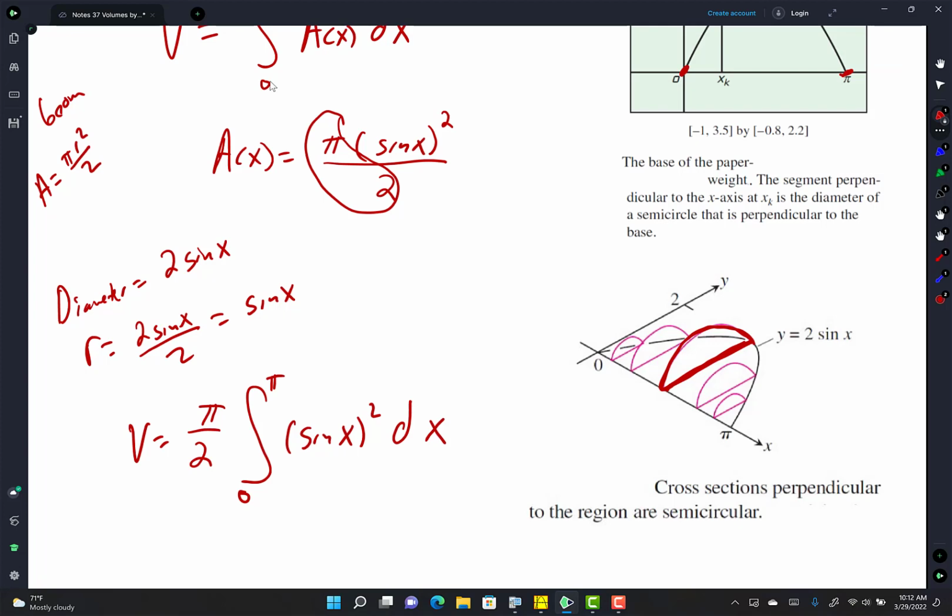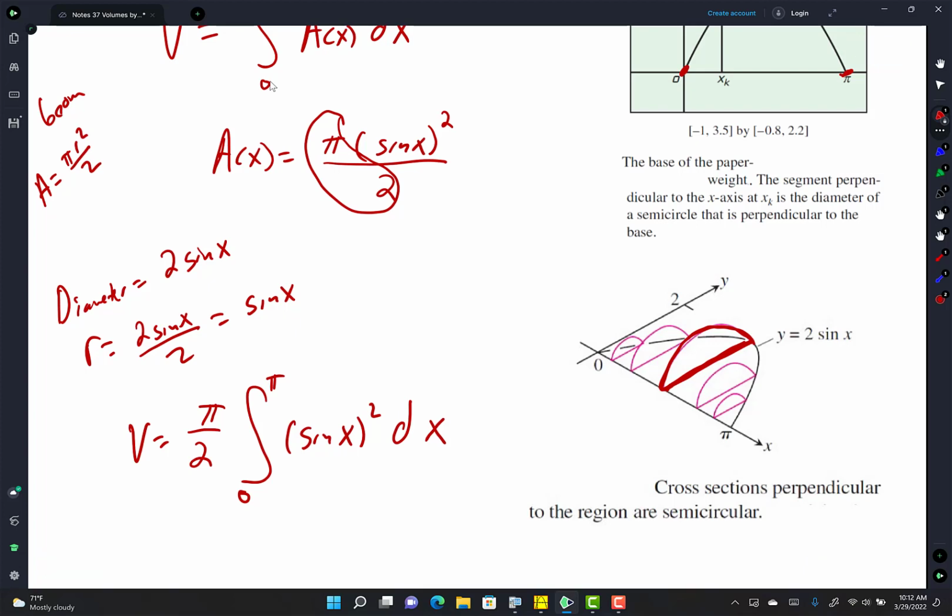Oh wait, hold on, guys. Did I do everything correctly? My radius is sine x, pi r squared divided by 2. Yeah, I did everything right. The pi over 2 is in front of the integral because that's just a constant, so I just took it out. It's my area. You know what I mean?